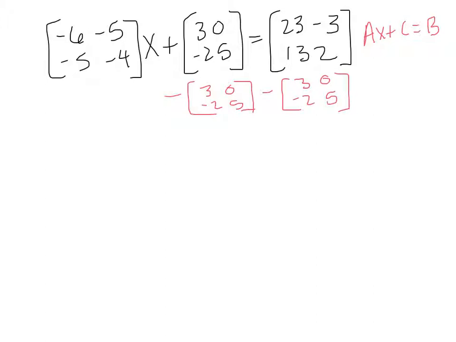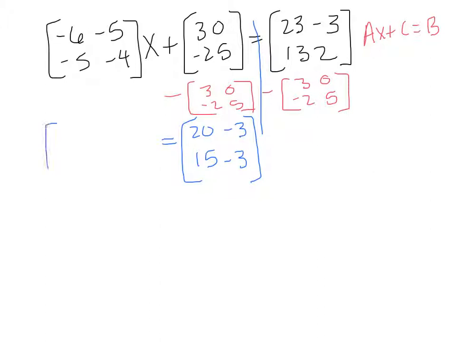Now, if you remember from subtracting matrices, all that means is that you are subtracting the corresponding terms. So we will end up with 23 minus 3, which is 20. And we will have negative 3 minus 0, which is, I'm going to draw this line to help you see that a little bit better, negative 3. And we have 13 minus negative 2, which is 15. We're going to have 2 minus 5, which is negative 3. So that's our new B, or our new resulting matrix.